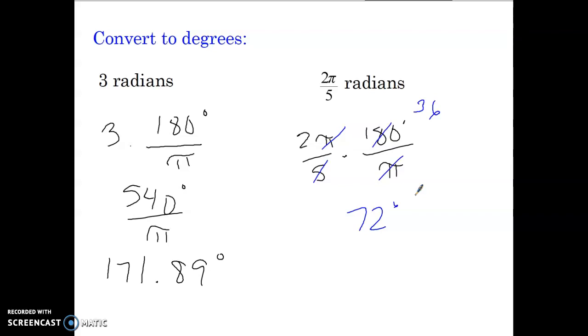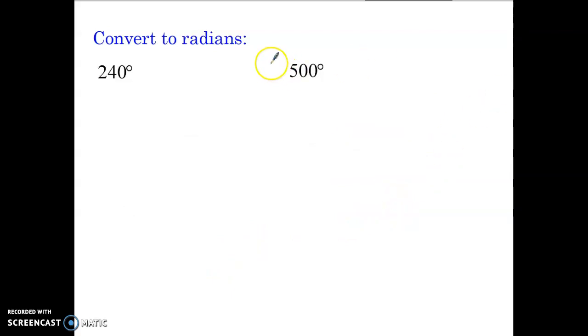All right, if I put that in my calculator, 2 pi divided by 5 is 1.256. Okay, 1.256, that's less than half of 3.14, so it makes sense that this would be less than half of 180. Half of 180 is 90, and this is less than half of 90. So that's a logical answer. And again, notice when I'm converting to degrees, I put degrees on both of them. Okay, let's go the other way.